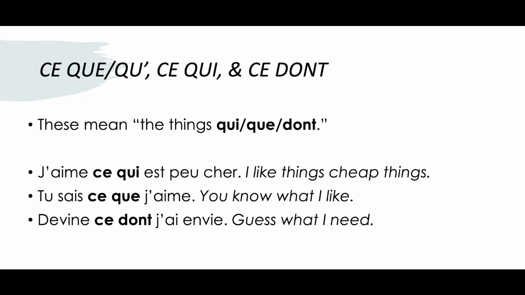Okay, we also have ce que, ce qui, and ce dont. Simply put, these are referring to something that has not been named specifically, so it's more general. And so here I wanted to give you an example with each one. We have j'aime ce qui est peu cher. I like cheap things. So that's very general. We haven't named any one thing in particular. I haven't said, oh, I like the dress that's cheap. And then number 2, tu sais ce que j'aime, you know what I like, so we can translate that in English as what because it's not specific. And then for number 3, devine ce dont j'ai envie, again, general, because we're saying guess what I need, and the reason we use dont, again, is because this verb, avoir envie de, takes that preposition de.